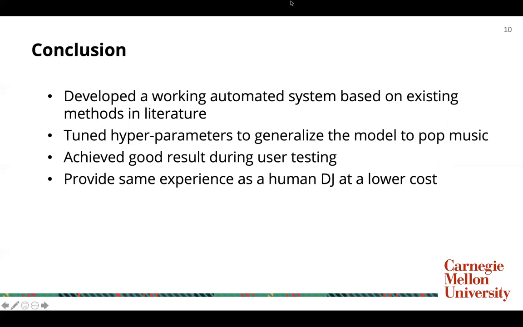Using the automated DJ system, we can provide users with the same music experience at a much cheaper cost compared to that of a human DJ. This will be a gospel for music lovers around the world.